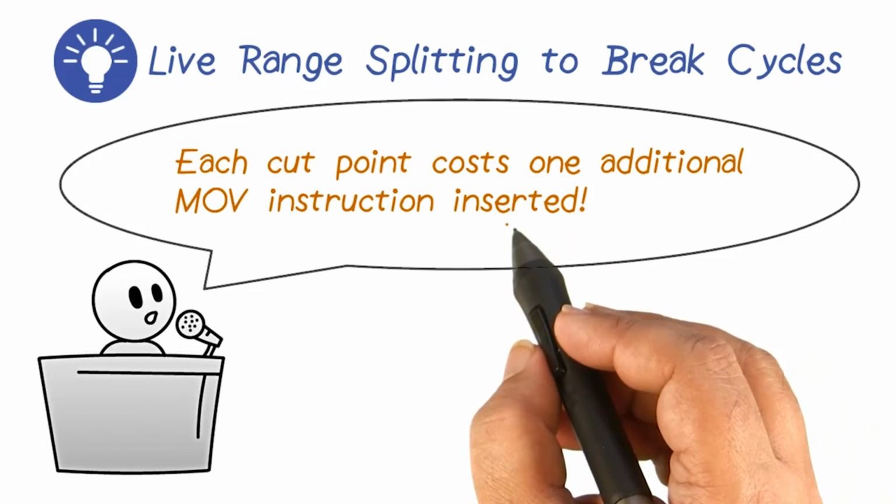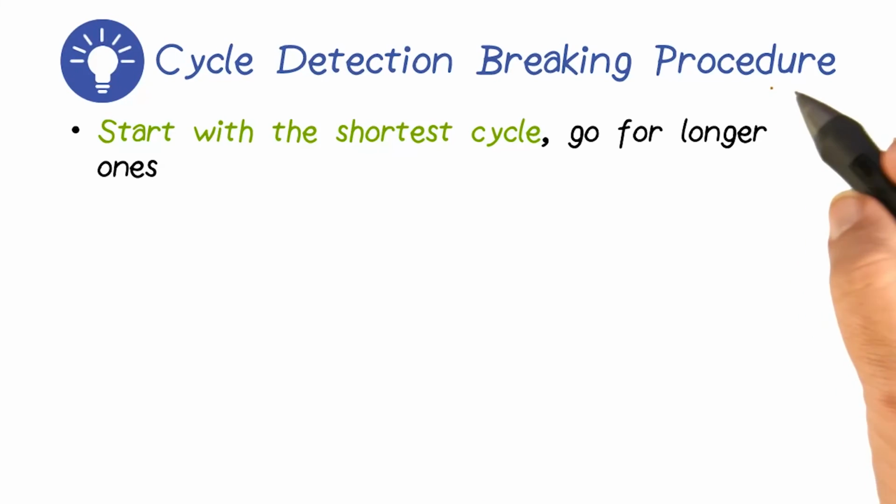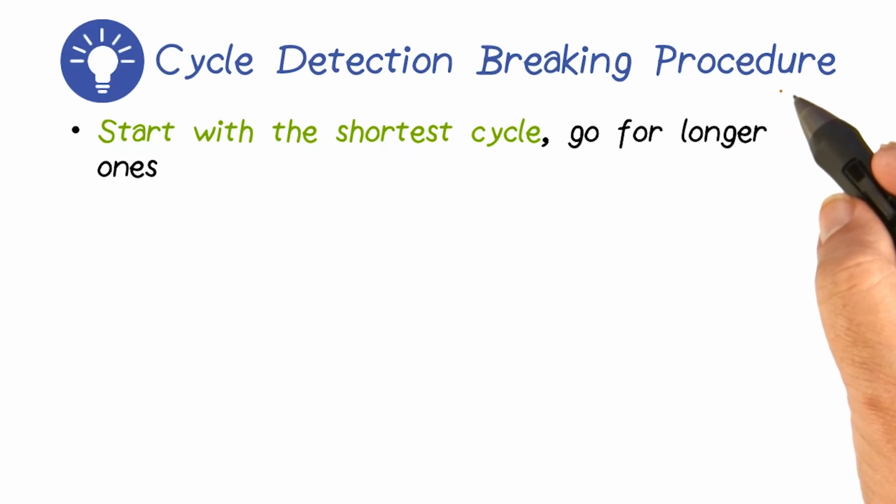So based on this, we develop an algorithm which minimally cuts the live ranges and also breaks the cycles maximally in the RCG. So here is the algorithm for cycle detection and breaking.